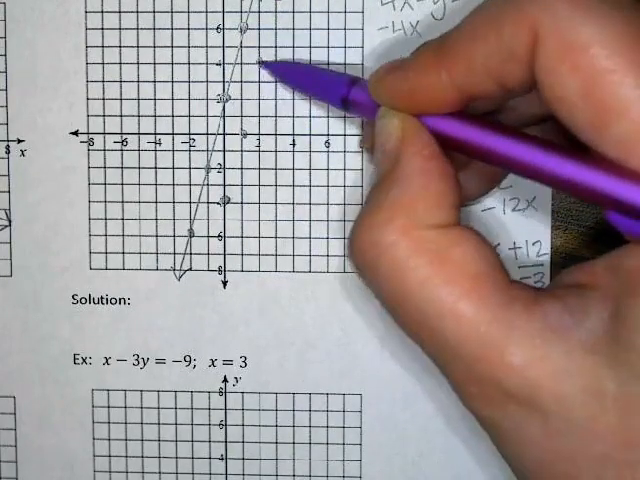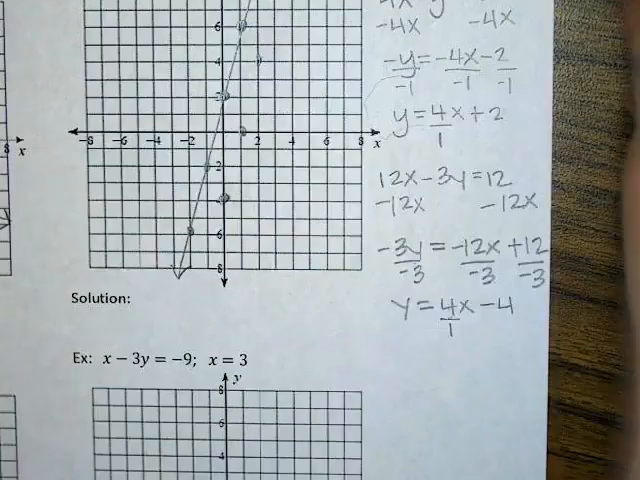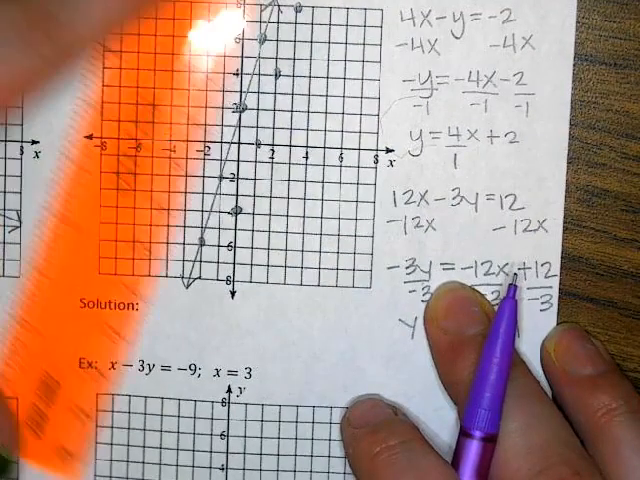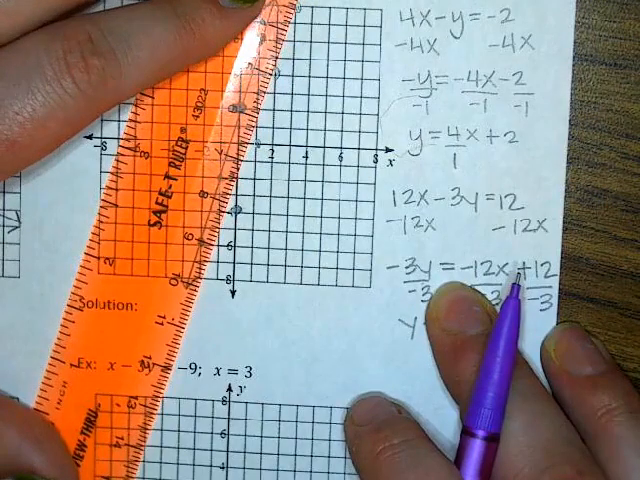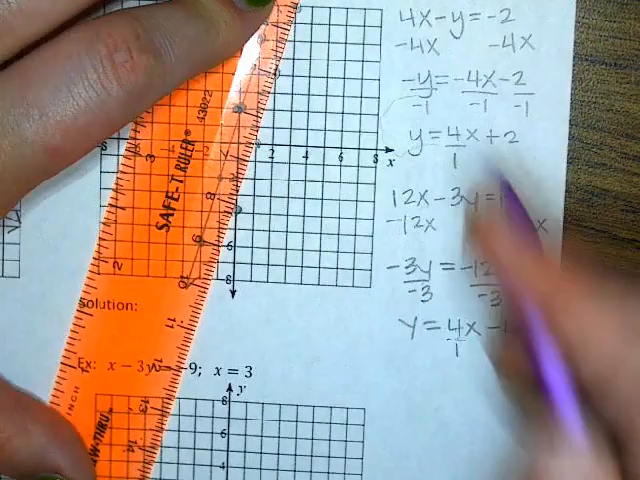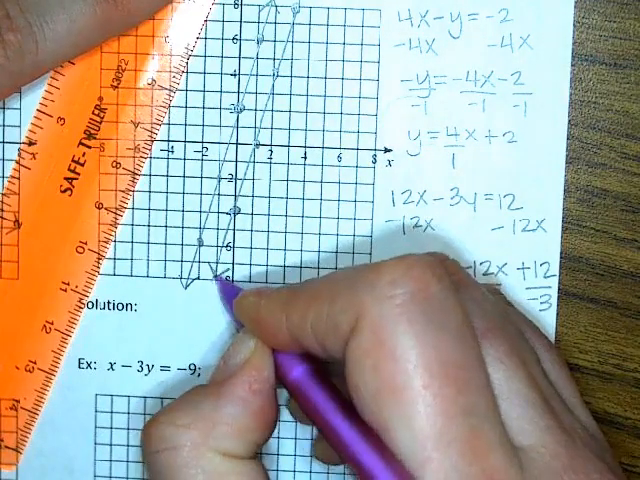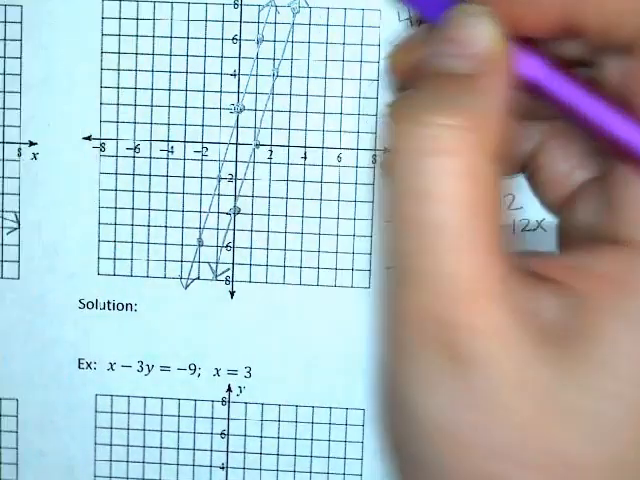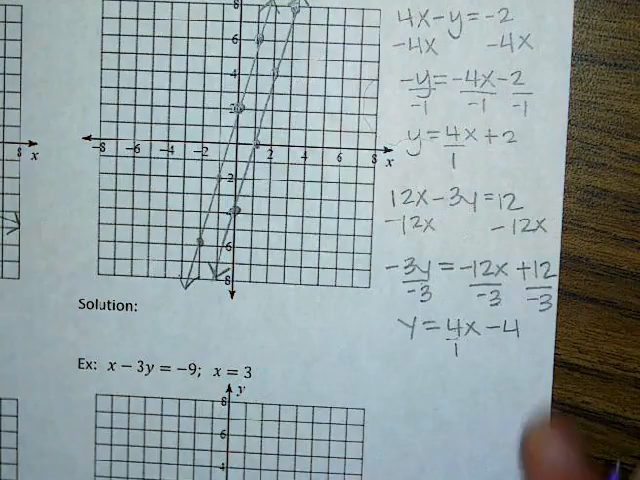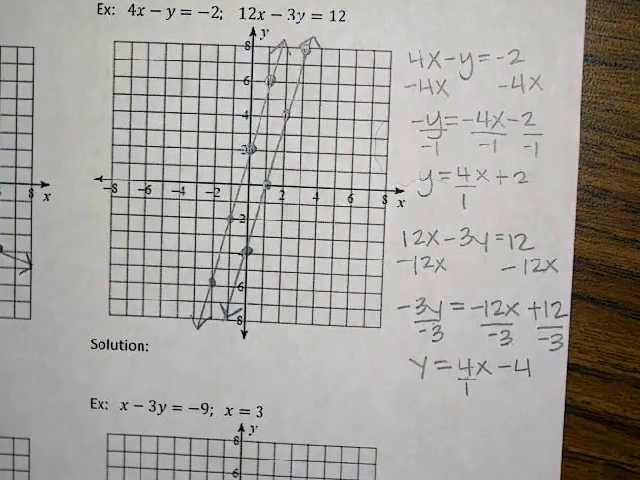Okay, so if we look at this one, it doesn't look like they're crossing. Now, is it just that they're not crossing on my graph and my graph isn't big enough? Or is it that they're just never going to cross? They're never going to cross. How do we know they won't ever cross?